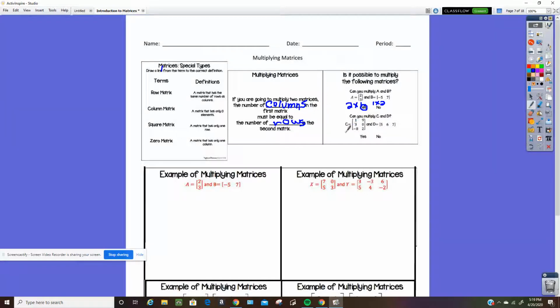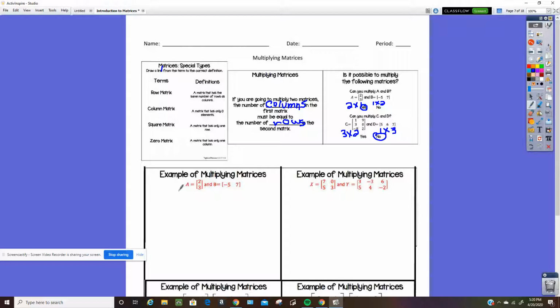And then C, the dimensions of C is 3 by 2, and the dimensions of B is 1 by 3. So because these columns do not match this row here, 2 doesn't equal 1, this answer is no. Those can't be multiplied together.